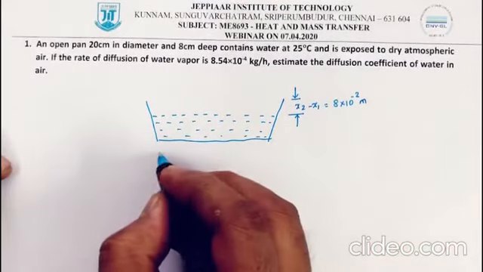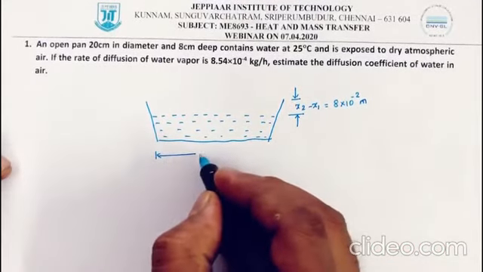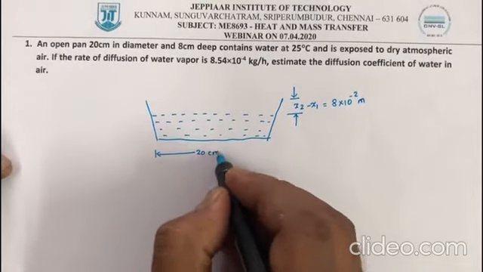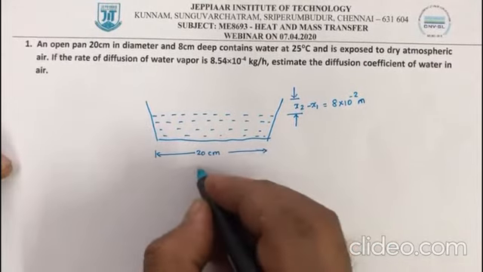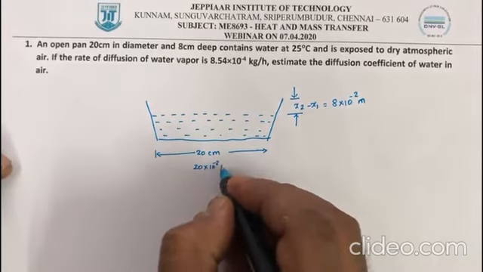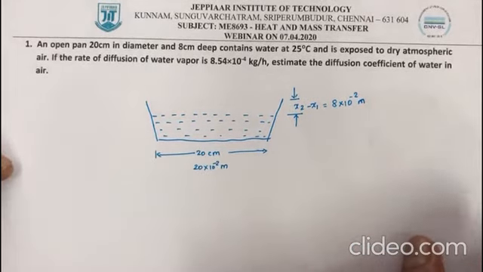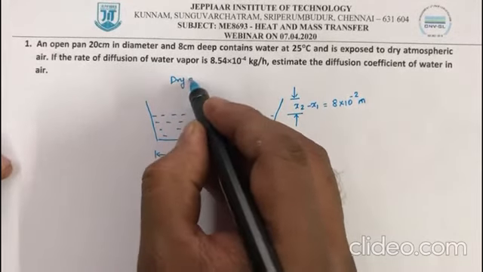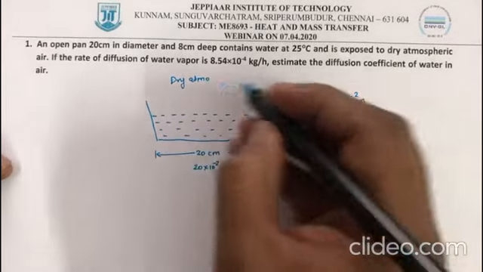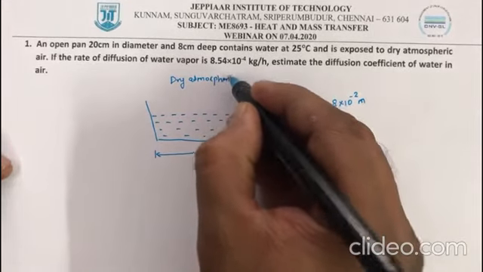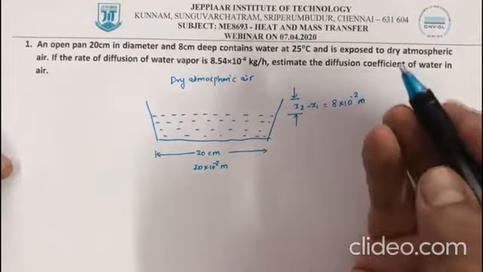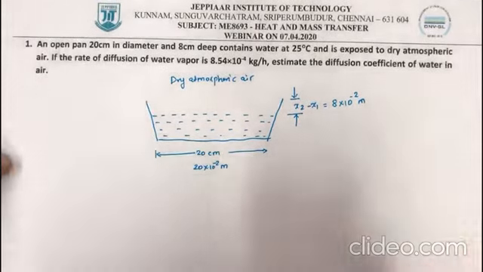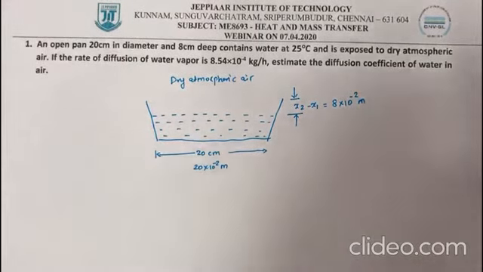Now the diameter of the pan is given as 20 centimeters, so 20 into 10 power minus 2 meters. This is exposed to the dry atmospheric air here. So now let's write the given data.